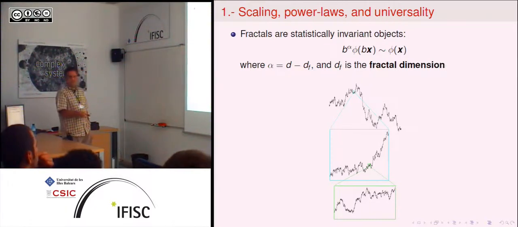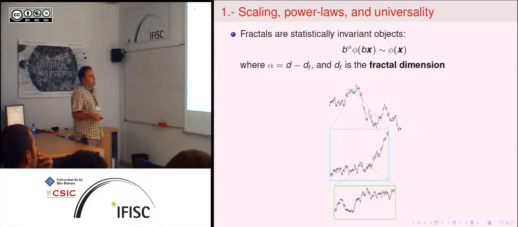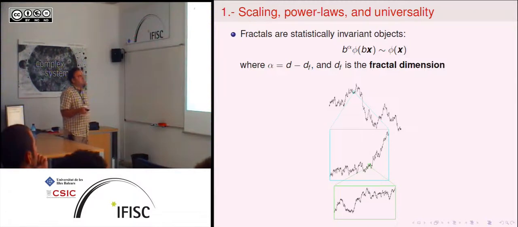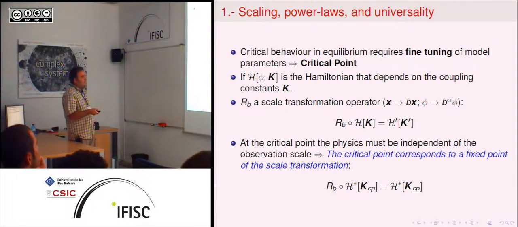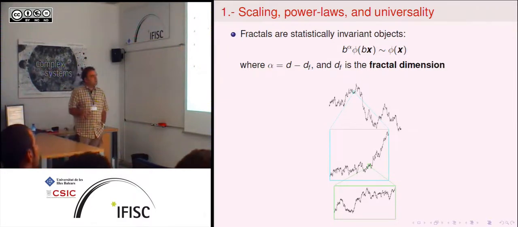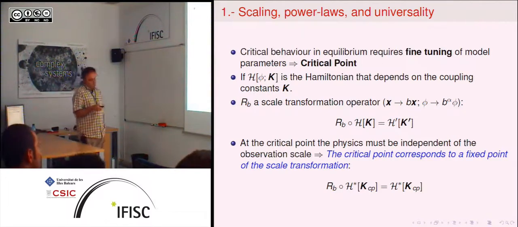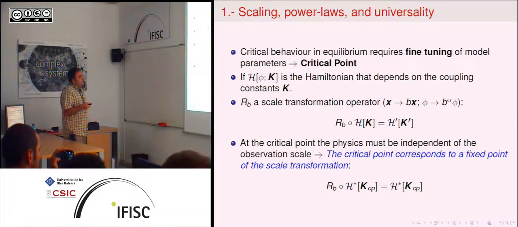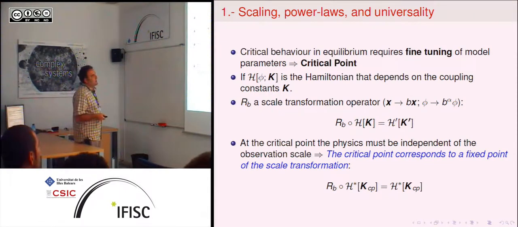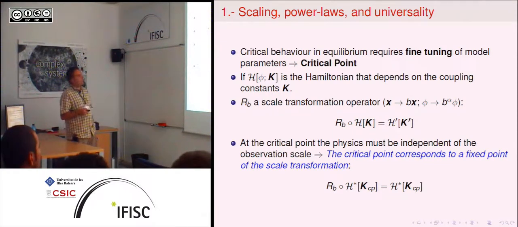Of course, in nature we have boundaries and we have cutoffs, both above and below. And I'm sure when you measure the fractal dimension this afternoon, you will see how the size of your systems affects these bounds of the scaling behavior. But now the question I would like to ask is how this scaling invariant behavior can occur in nature. In the case of equilibrium systems, to get to the critical point, to the point where things are scaling invariant, requires a fine tuning of the model parameters.